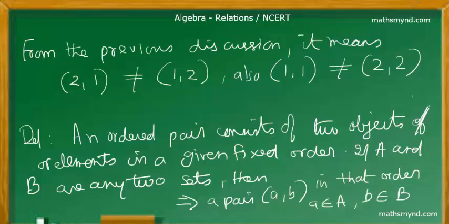That brings us to the definition: an ordered pair consists of two objects, that's why we call it a pair, or elements in a given fixed order. If A and B are two sets, then a pair (a, b) in that order means that the lowercase a belongs to set A, and lowercase b is an element of set B. The important point here is that the order is very important. When you write (a, b), it is not equal to (b, a).